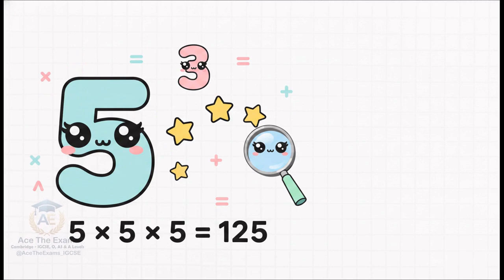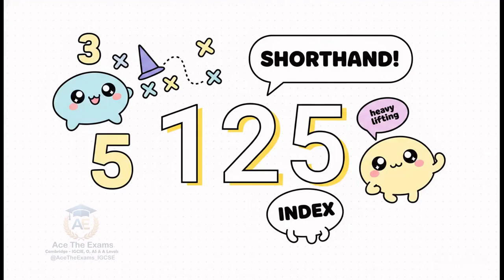Think of the index as a cute little instruction manual, right? It's just telling the base number exactly how many times it needs to multiply itself. So 5 to the power of 3 is really just a super compact way of saying 5 times 5 times 5. Which, of course, instantly gives us 125. Instead of writing out these crazy long strings of multiplication, the index does all the heavy lifting for us. It's basically math's ultimate shorthand.